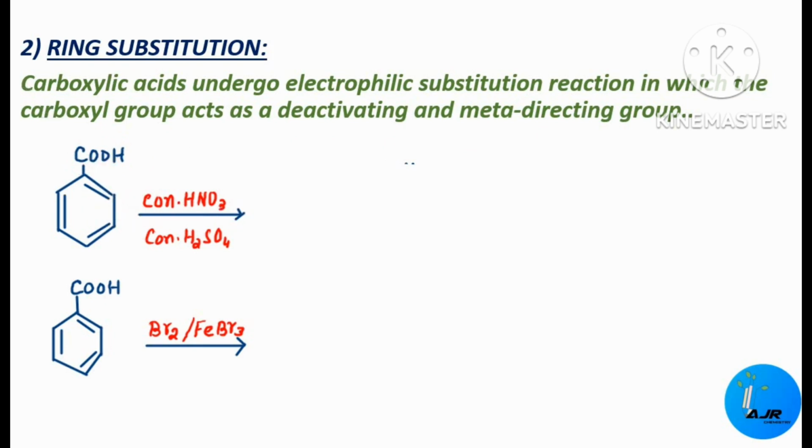Here this is the first reaction. This benzoic acid is treated with concentrated nitric acid and sulfuric acid. That is, nitration is taking place. So here we will be getting the product in the meta position. That is, the nitro group will be attached to the benzene ring at the meta position. So this is meta-nitrobenzoic acid.